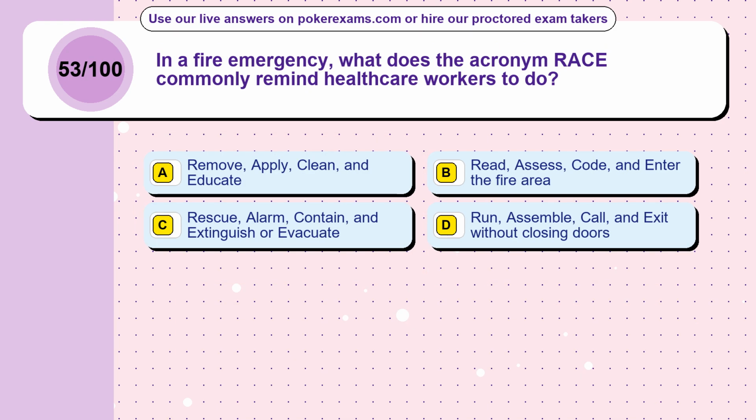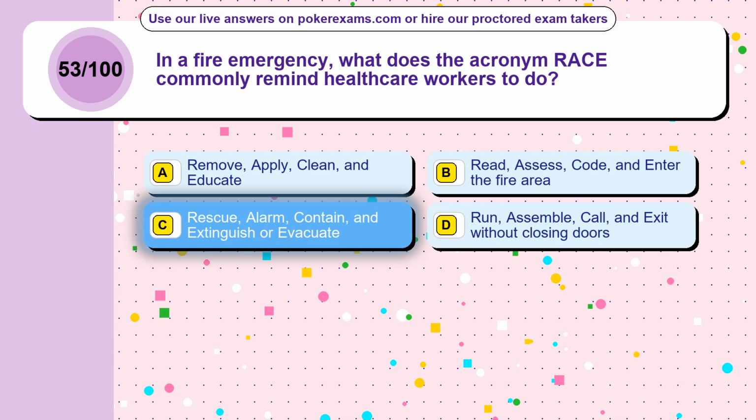Question 53. In a fire emergency, what does the acronym RACE commonly remind healthcare workers to do? Option A. Remove, apply, clean, and educate. Option B. Read, assess, code, and enter the fire area. Option C. Rescue, alarm, contain, and extinguish or evacuate. Option D. Run, assemble, call, and exit without closing doors.